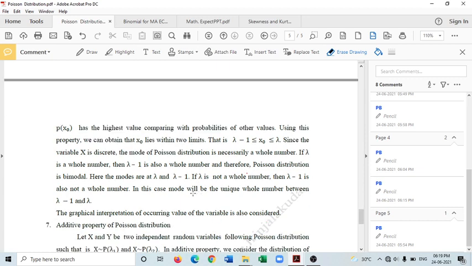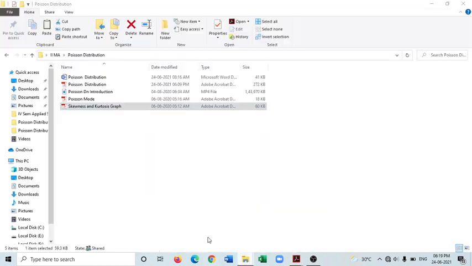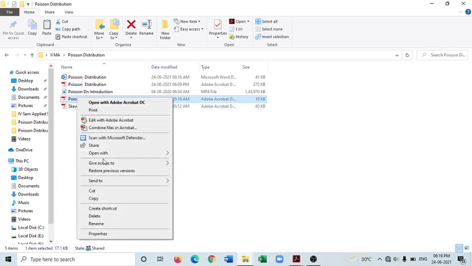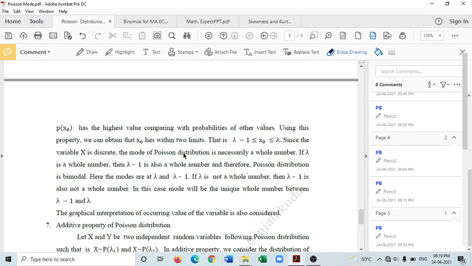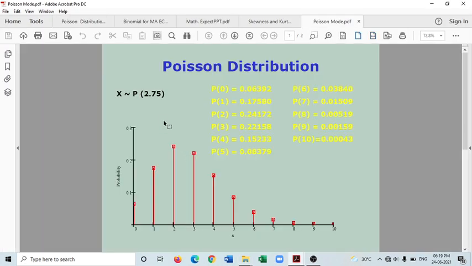We can also consider the mode of Poisson distribution graphically. For that, we have a set of slides showing the graph of Poisson distribution. So this is a situation where lambda equals 2.75.